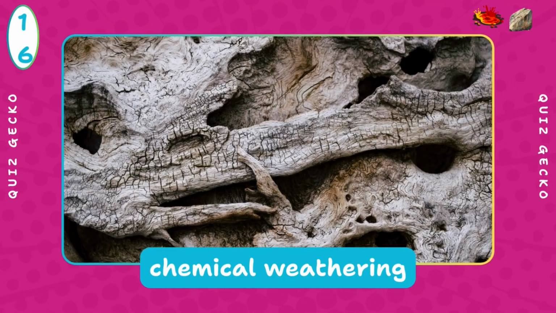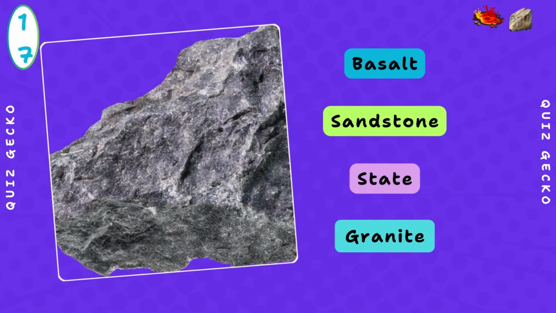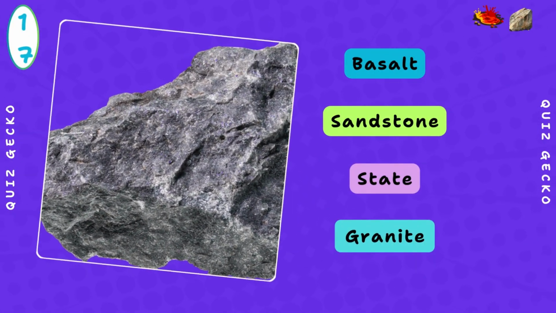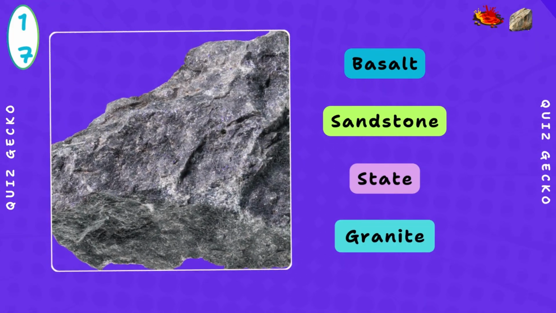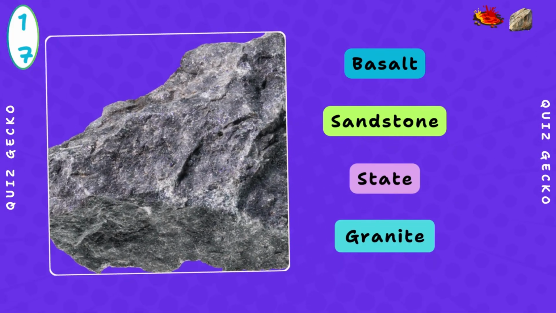Chemical weathering. Which type of igneous rock is formed from lava that cools quickly on the Earth's surface? Basalt, sandstone, slate, granite.